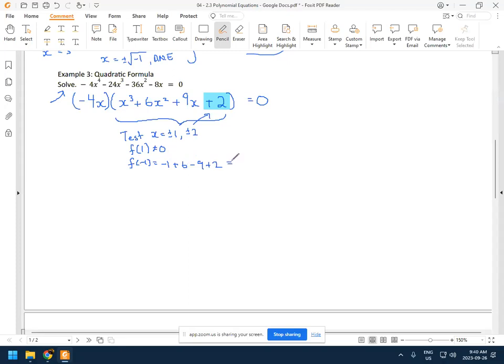Going to make a mistake? Negative 1, positive 6, negative 9, plus 2. That's not equal to 0. Okay. F of positive 2, that's just going to make this number huge, so it can't be a 0. Negative 2: negative 8, positive 24, negative 18, plus 2. That equals 0. We found it.